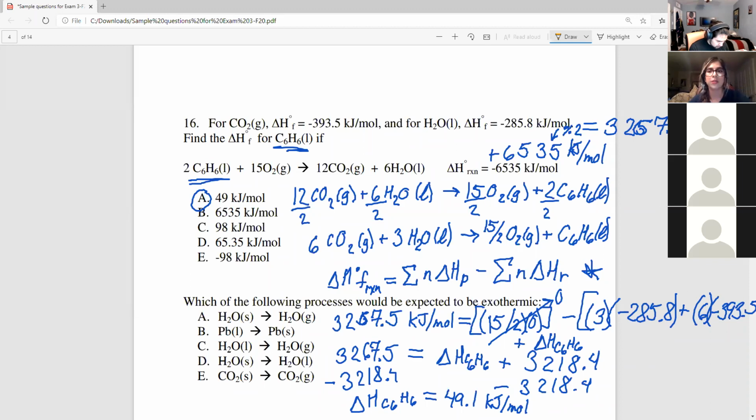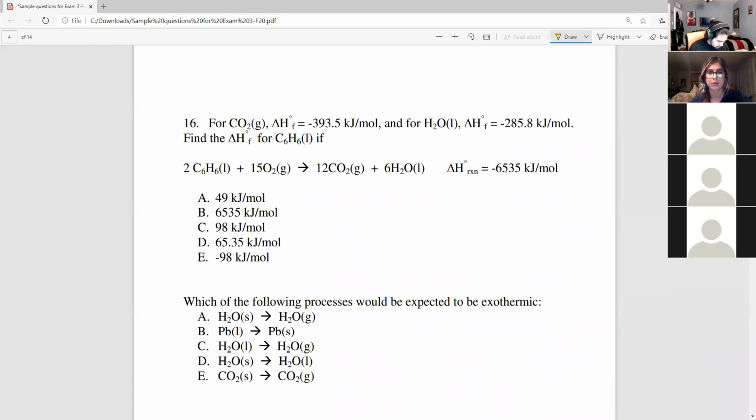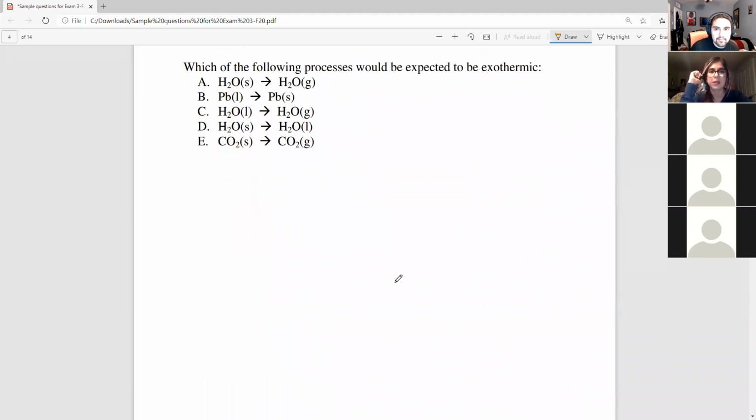I know we wanted to do some gas problems, so I will cover one more problem from here and then we will go ahead and go over to gas laws. Diego, can you scroll down, please? There we go, okay. Which of the following would be exothermic?